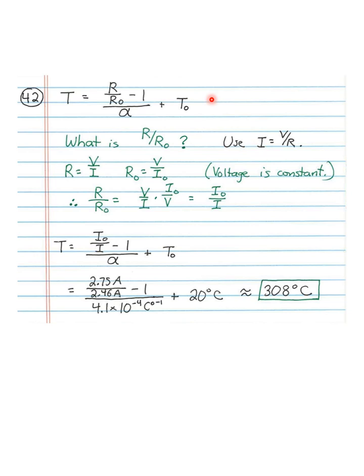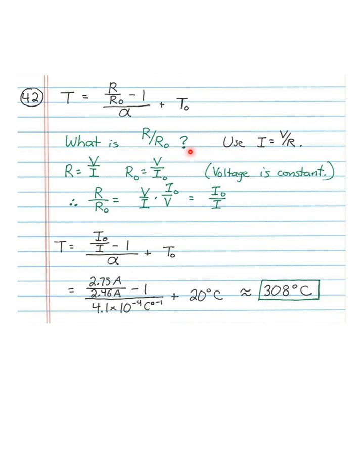But now we want to think, what is the new resistance over the old resistance? What we're given is the currents. And so let's think about how we can turn the information involving current into resistance. We're going to use Ohm's law, that the current through the resistor is V over R. And voltage is going to stay constant. So the new resistance is voltage over the new current. The old resistance is voltage over the old current.